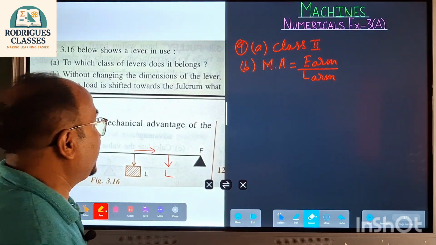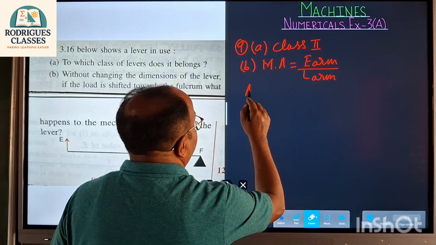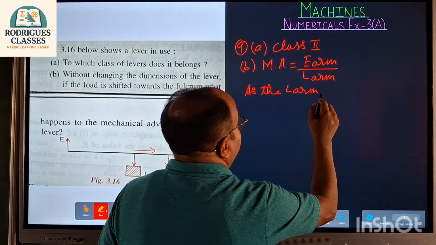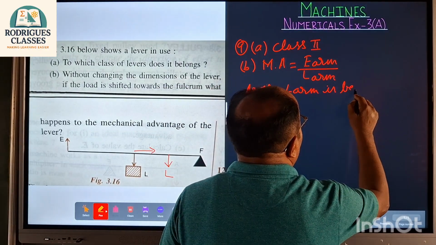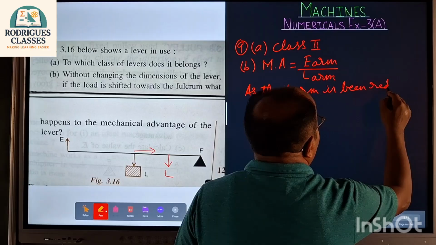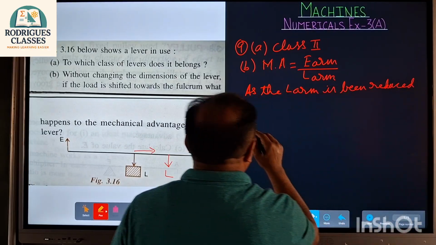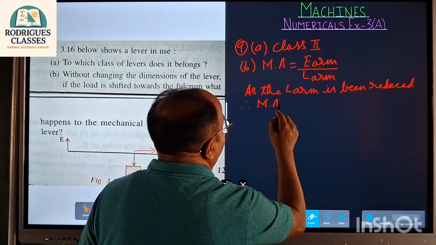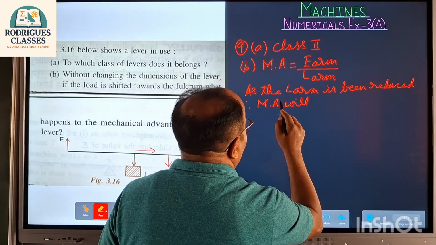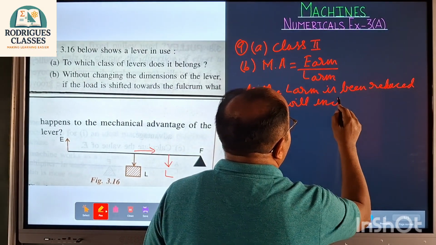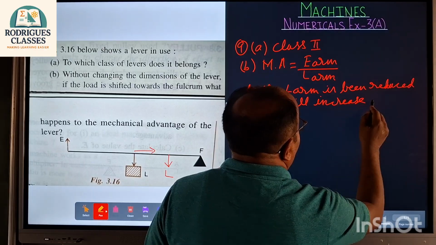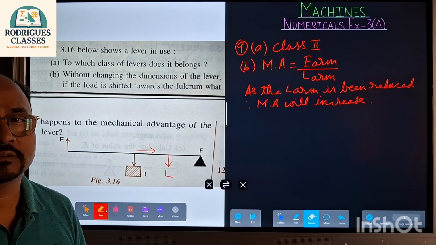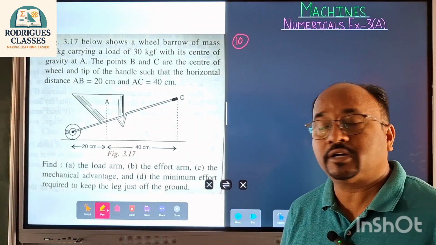Okay, so we write here, as the load arm is being reduced, therefore mechanical advantage will increase. So I hope this concept has been understood here. Let us come to this numerical number 10.